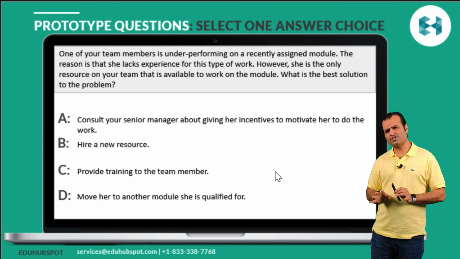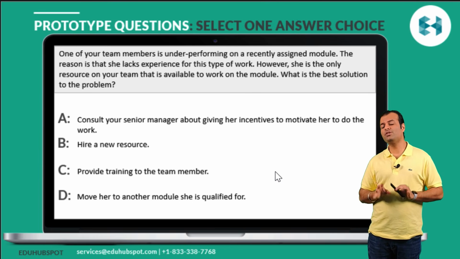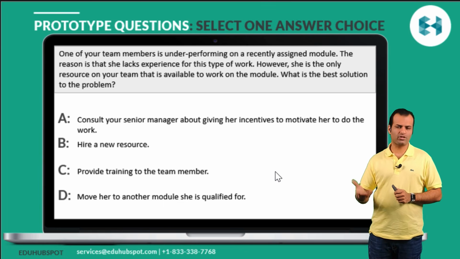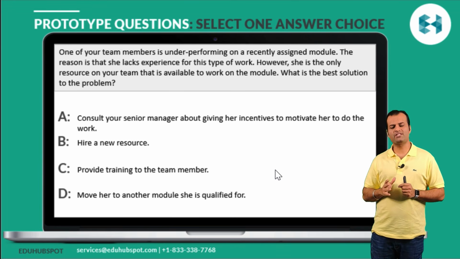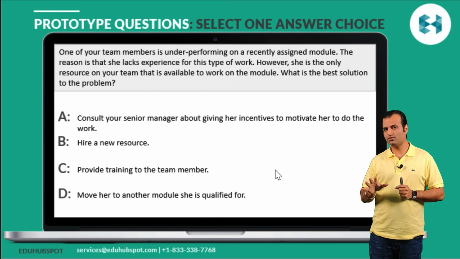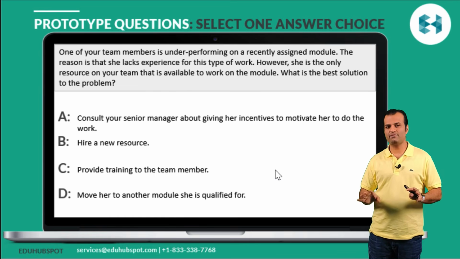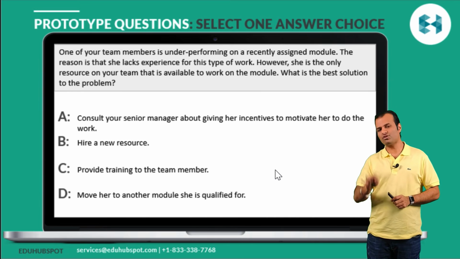Now, next section, I want to show you the different types of questions you will get in the PMP exam, the prototypes basically. This is just one of the sample questions and I will read it out to you. If you don't know what the answer is, it's absolutely fine. I'm not testing your knowledge over here. I'm just showing you the different types of questions you may get in the PMP exam.